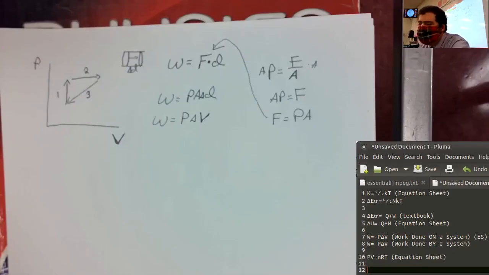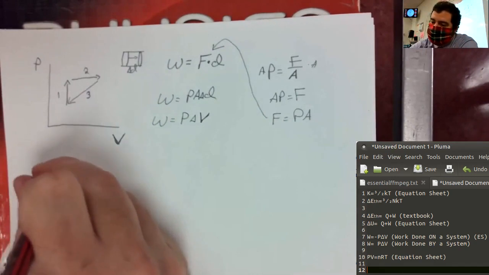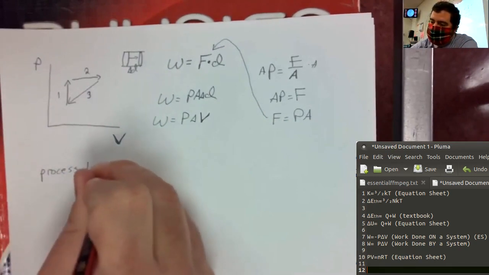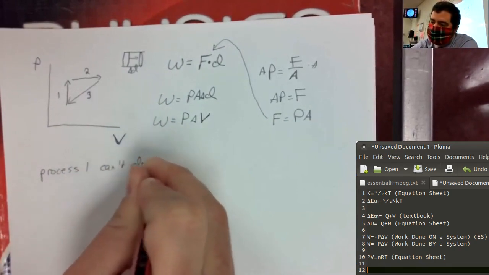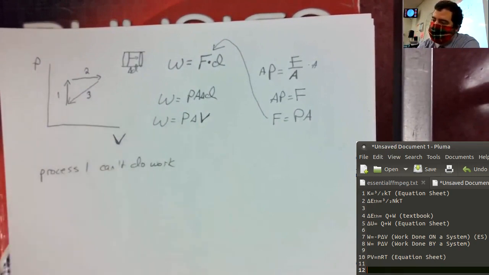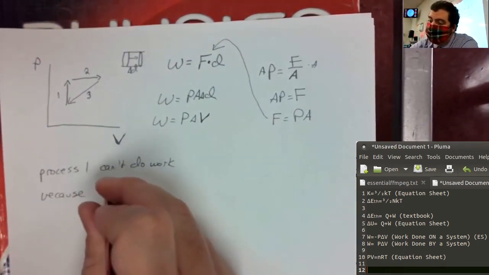If we look at the little thermodynamic cycle I just made, I want everyone to think for a second. I've got process 1, process 2, and process 3. And I want you all to think about which one of these processes can't do work. Cool. Process 1 can't do work. And what is the reason for that? Good. So delta V equals 0.